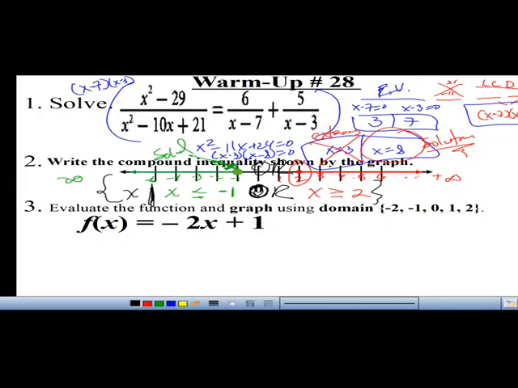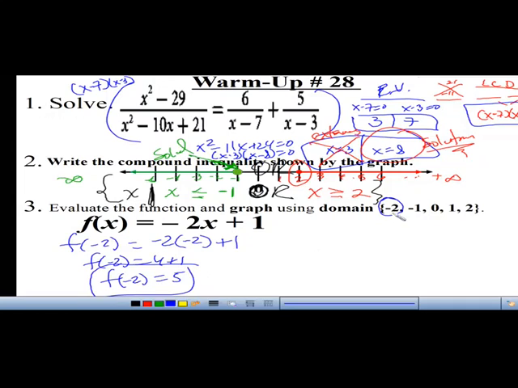And the last one, number 3, it says evaluate the function. We already did one the other day, but I'm just going to do one value, the value of -2. So f of -2 equals -2 times -2 plus 1. f of -2 equals 4 plus 1, and f of -2 equals 5. So that's how you evaluate. That's our domain. So that means when x is -2, the range is 5. Then the next one would be -1, that's 3. The next one is 1. The next one is -1. And the next one is -3.